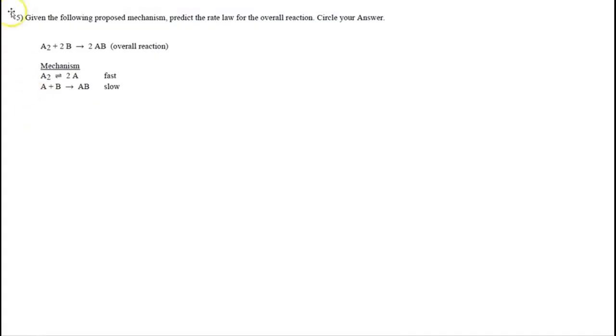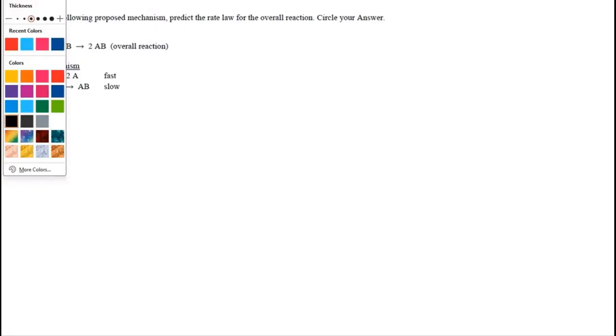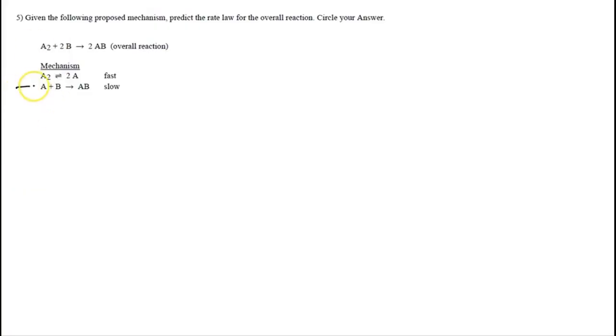There we go. Our rate is going to be based on whatever is the slowest reaction. So what we do is basically propose what the rate is going to be based on that slow reaction.